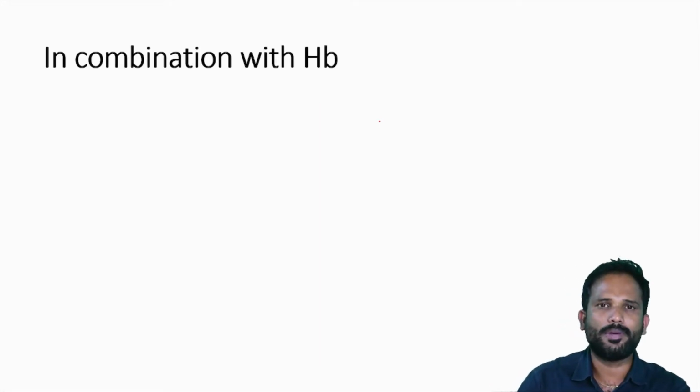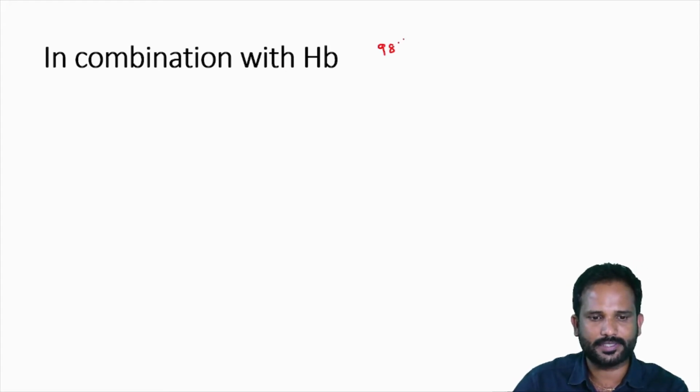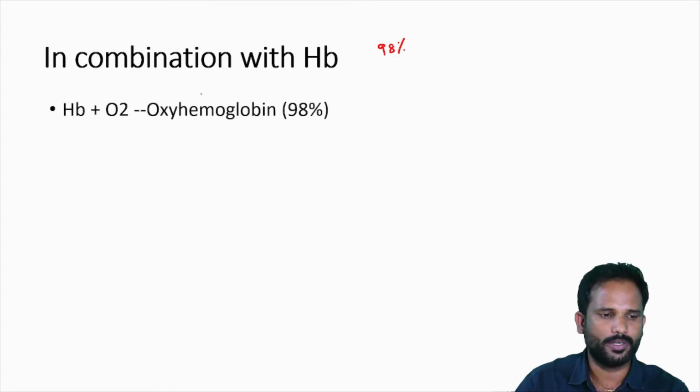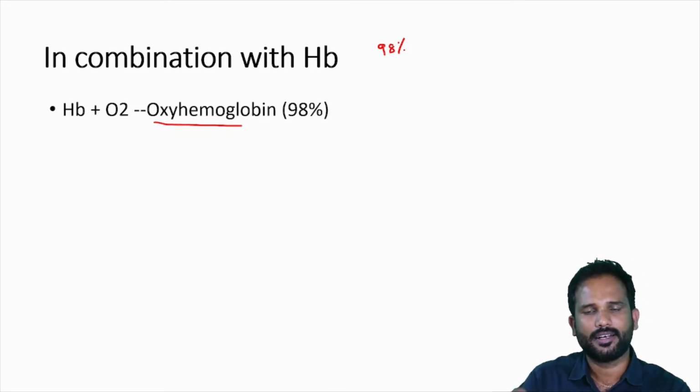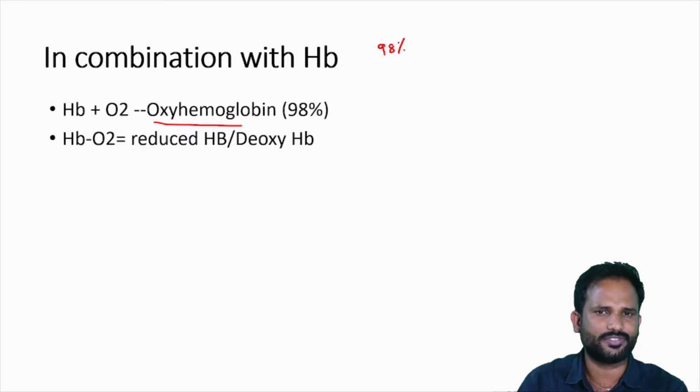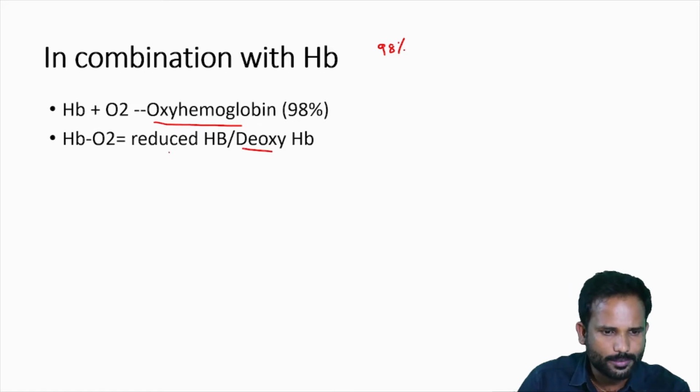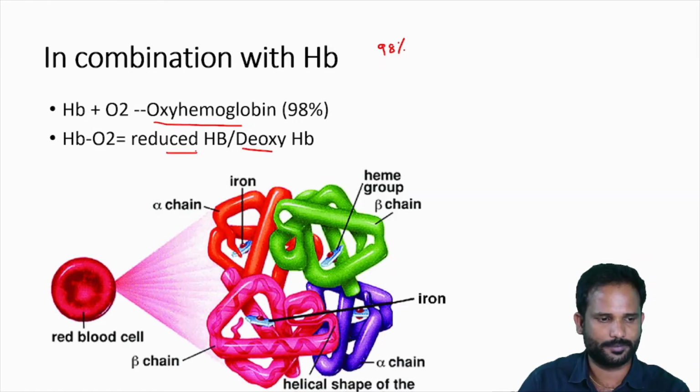And in combination with hemoglobin, we said almost 98% is transported in combination with hemoglobin. We call that oxyhemoglobin. And if oxygen is removed from hemoglobin, or if hemoglobin is not bound to oxygen, we call that deoxyhemoglobin or reduced hemoglobin.